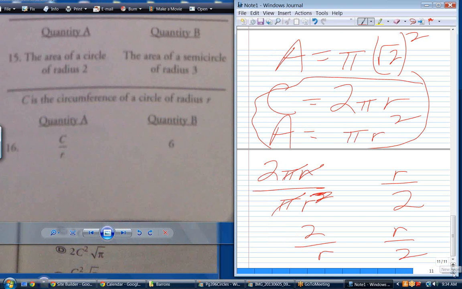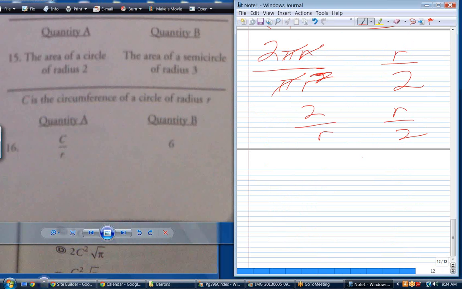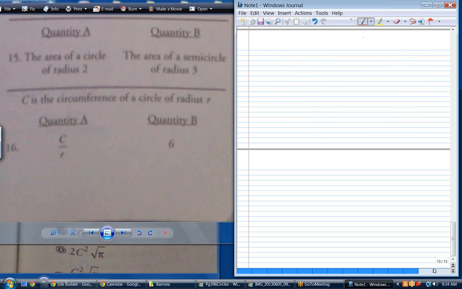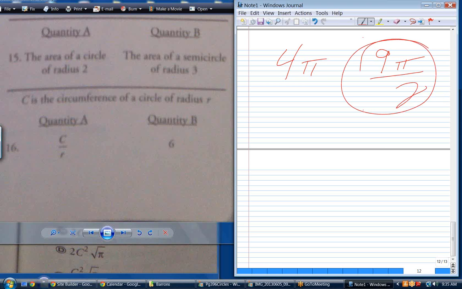This one should be pretty easy. Okay, the first one would be 4 pi, the second one would be 9 divided by 2 pi. So, oh, yeah, that's right. So that would be larger. Okay, good.